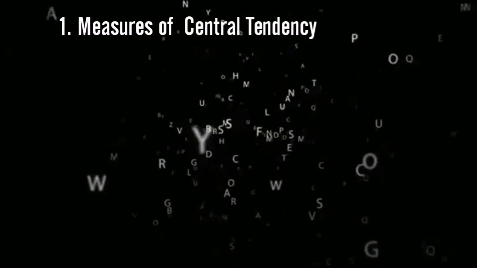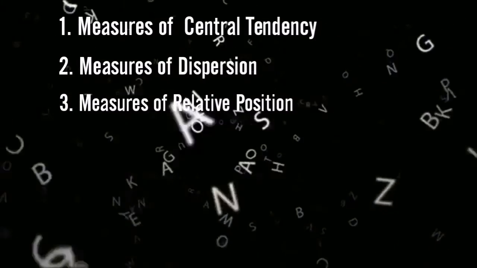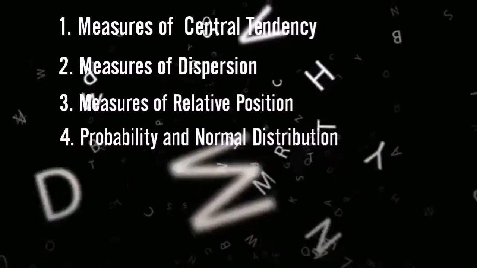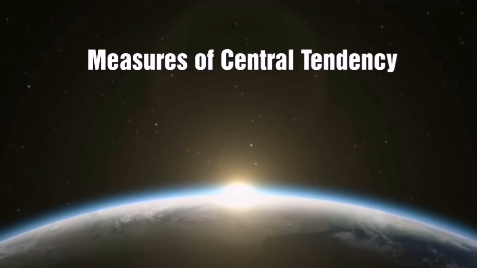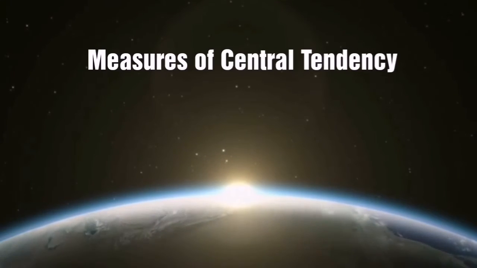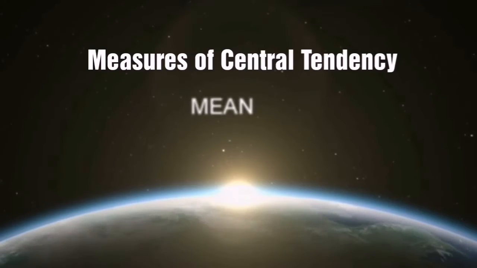There are 5 compositions of data management, which are the following: measures of central tendency, measures of dispersion, measures of relative position, probability and normal distribution, correlation and regression. First is the measures of central tendency. It is defined as a summary statistic that represents the center point or typical value of a dataset. The 3 common measures of central tendency are the mean, median, and mode.